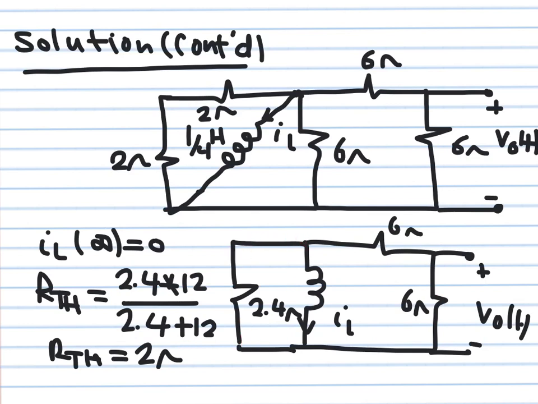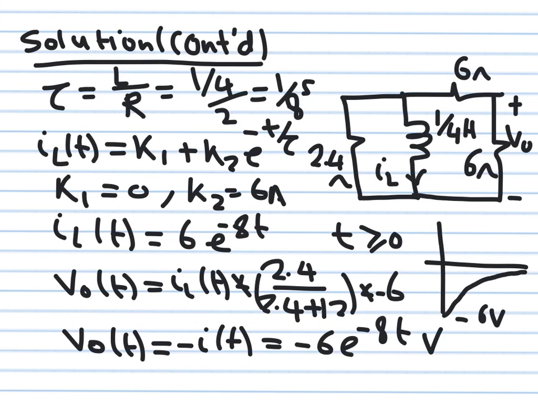So now we can calculate the tau as well. We know that the steady state current is 0. We have the initial current we calculated from the previous calculation, and now we are ready to find the full expression for the inductor current. The time constant for an inductor is L over R. The inductor is 1/4 of a Henry divided by 2. This will give me 1/8 of a second.